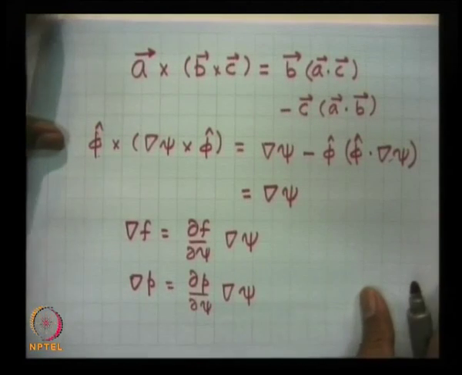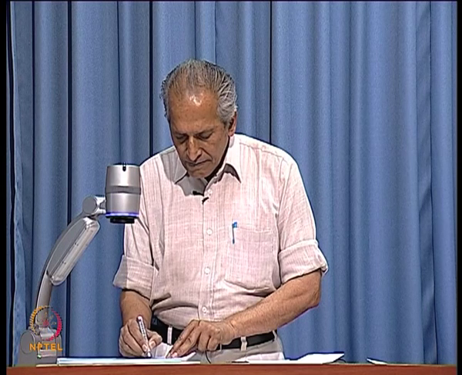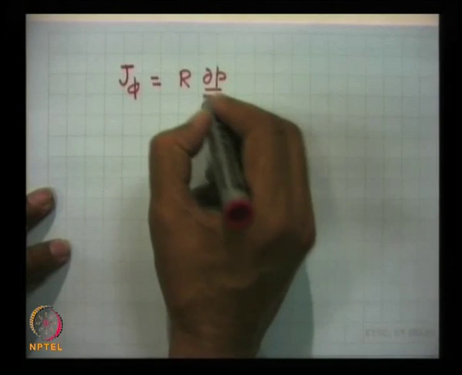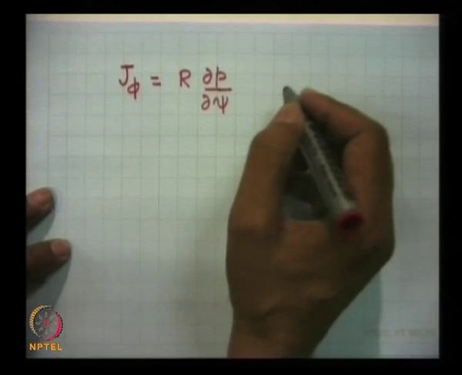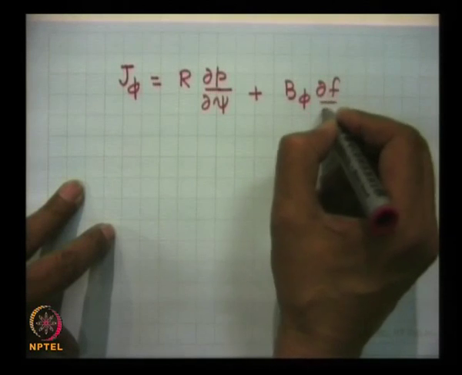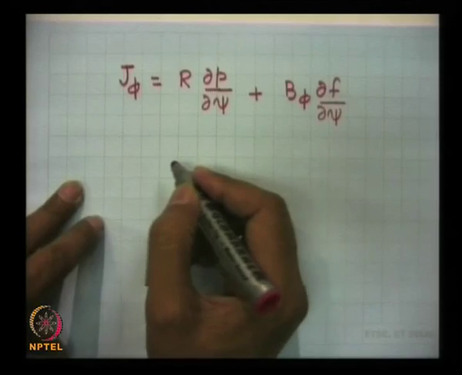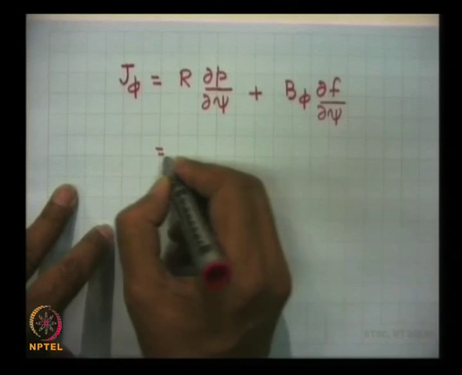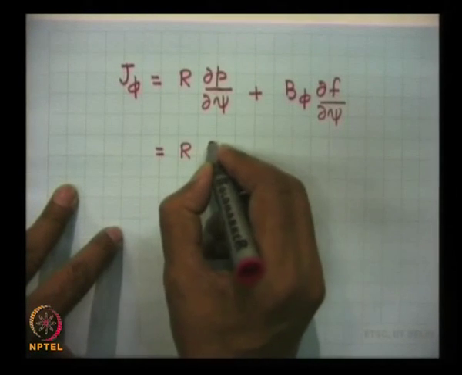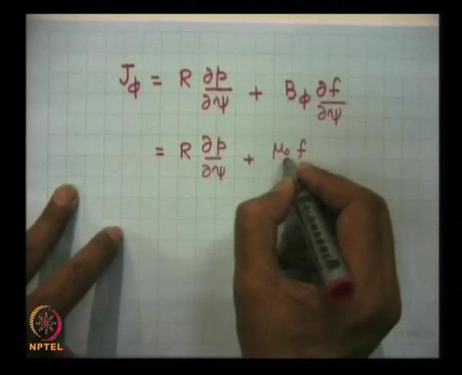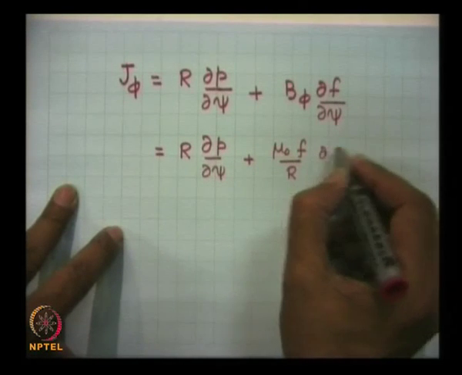So let me write down that equation. J phi turns out to be equal to R delta pressure by delta psi. Actually, I could have written d/d psi also. Plus B phi into delta F by delta psi. But B phi I can write down in terms of mu 0 f by r as proven before. So r delta p by delta psi plus mu 0 f upon r into delta f by delta psi.